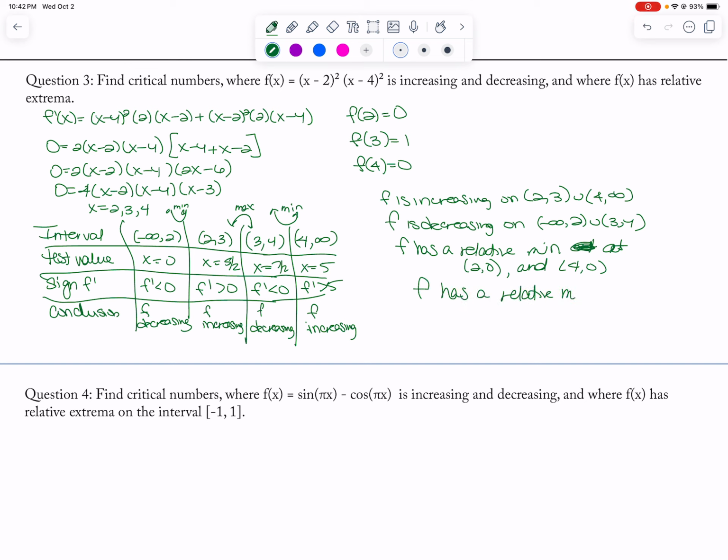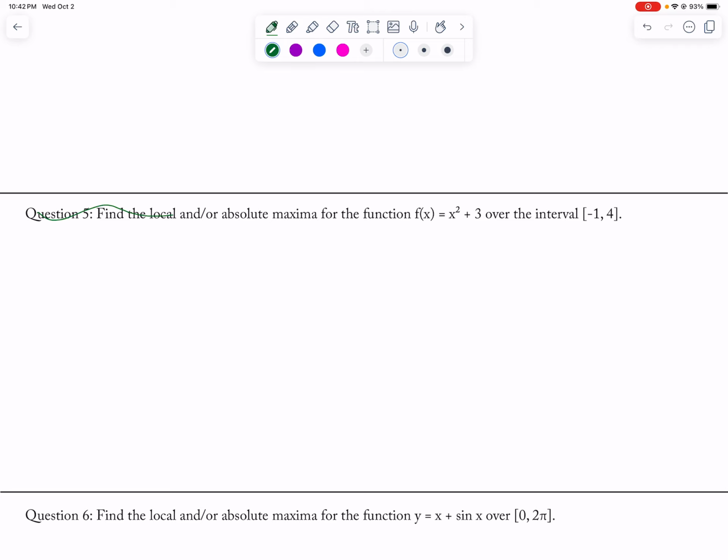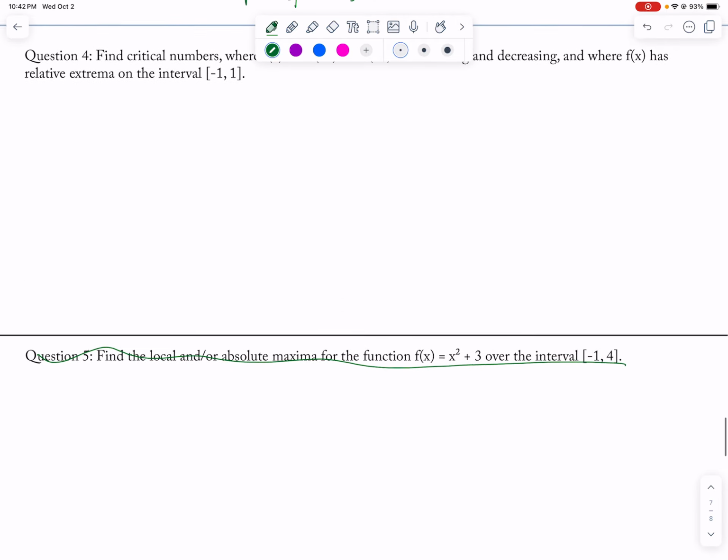Okay. And now we're going to go to 5. Oh, I didn't want you to do 4 and 5. Sorry, 5 and 6, because it talks about absolutes, which is not part of this lesson. So that's it for all the odd numbered questions.